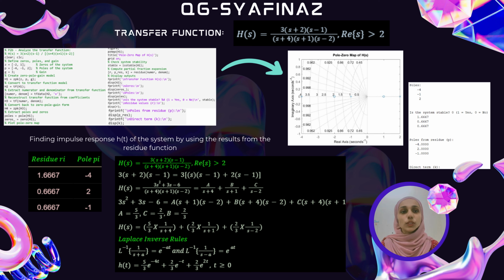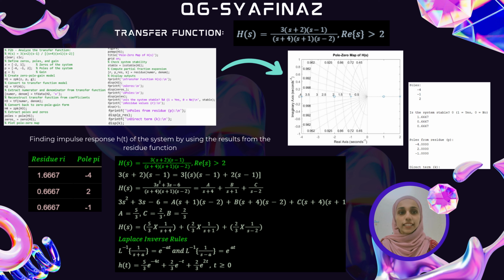In this analysis, we examine a transfer function using MATLAB. The script starts by defining the system zeros, poles, and gain, then converts the function into different forms to extract meaningful data. It checks the system stability and uses the residue function to perform a partial fraction expansion. The output provides the residues and corresponding poles: 5/3 at s equal to -4, 2/3 at s equal to -1, and 2/3 at s equal to 2.